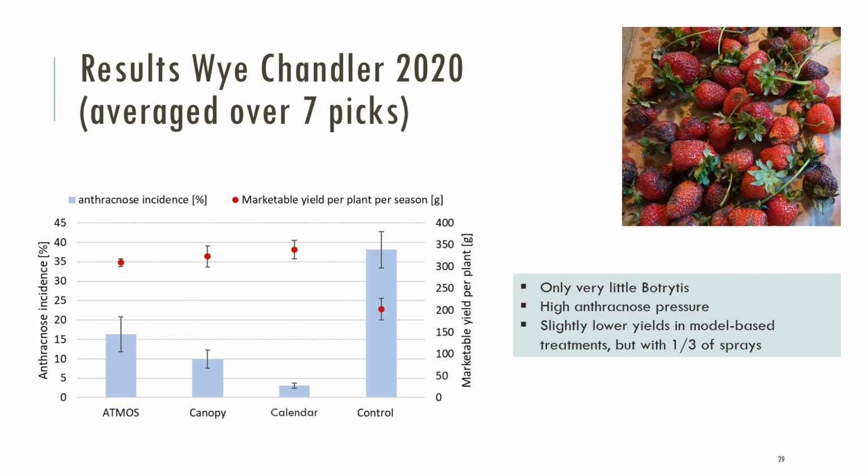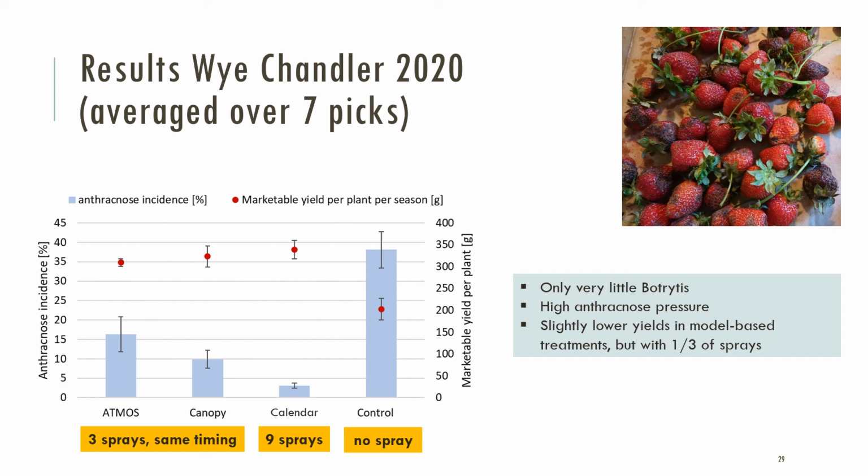We have our 4 treatments, the Atmos and canopy level spray schedules. Both received 3 sprays and those were also applied at the same days. The weekly calendar spray schedule received 9 sprays and the control wasn't sprayed at all.